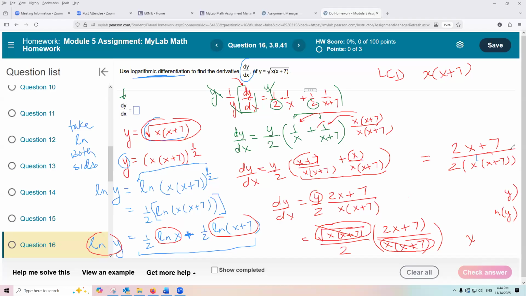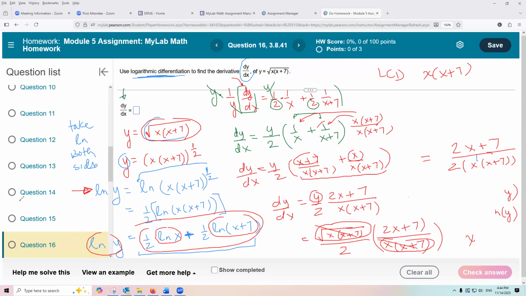And so I think I could just leave the answer like that. So again, this idea of log differentiation, take the log of both sides, that's what we did here. Use log properties to simplify the right-hand side, that's what we did here. Now you can take the derivative of both sides. All right, that was number 16.